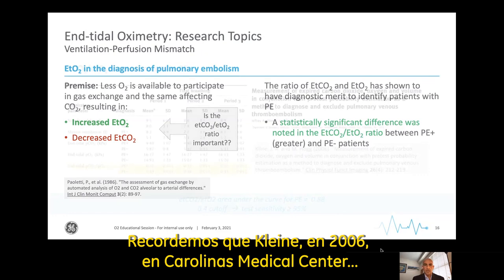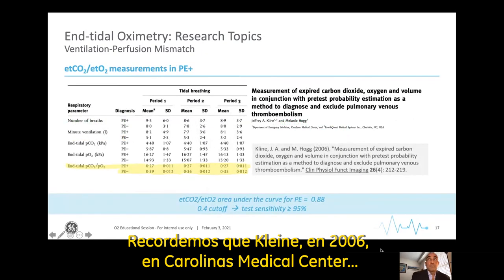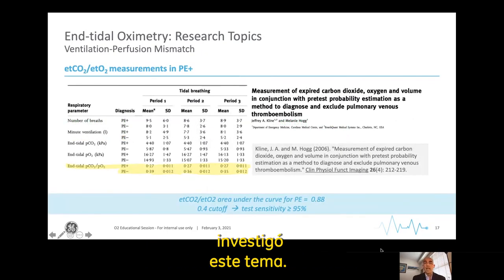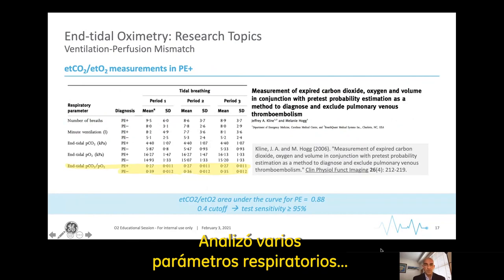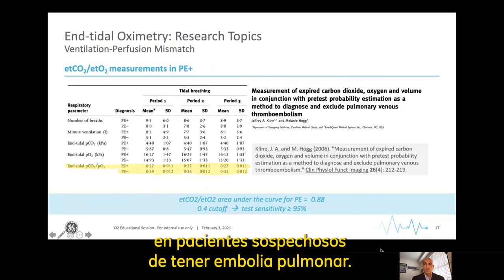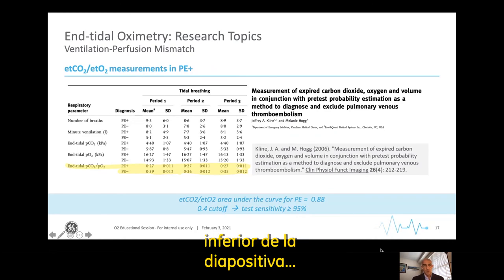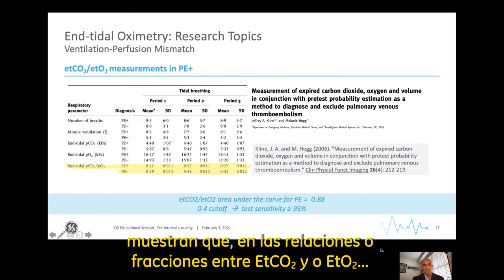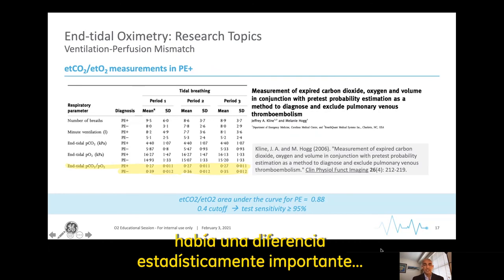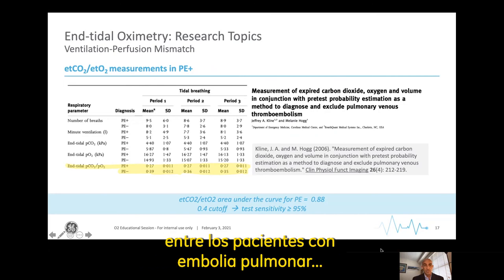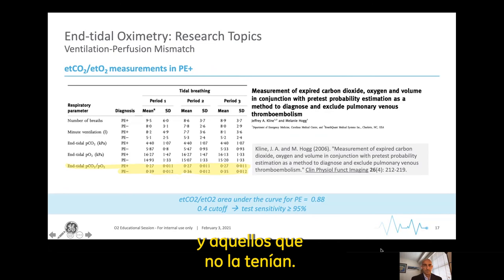Interestingly enough, Klein, back in 2006 at Carolinas Medical Center, actually did a study on this, looking at various respiratory parameters in patients that were suspected of having pulmonary embolisms. The lines highlighted in yellow at the bottom show that for the end-tidal CO2 to end-tidal O2 ratios, or fractions, there was a statistically significant difference between those patients that had a pulmonary embolism versus those that did not.